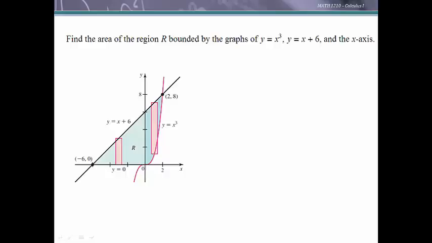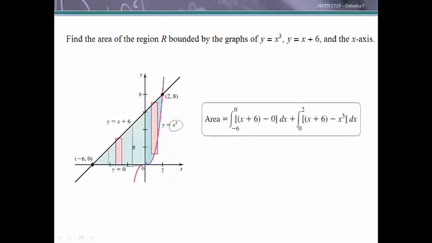Now, if we tried to do it like this, you can see that we could make these rectangles, but we have that same issue of anything to the left of 0. We have the upper function being y equals x plus 6, and the lower function is y equals 0. But anything to the right of 0, the upper function is still x plus 6, but the lower function is x cubed. So we can do this in two integrals. We could go from -6 to 0 of the upper function x plus 6 minus the lower function, and then from 0 to 2 the upper function x plus 6 minus the lower function, which is now x cubed. And this would work, but it would involve computing two integrals.